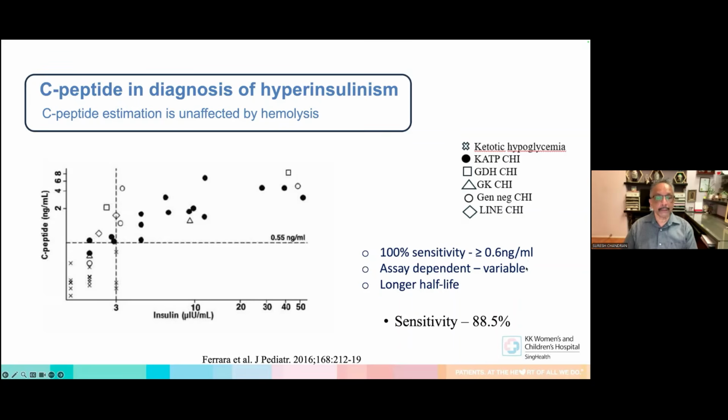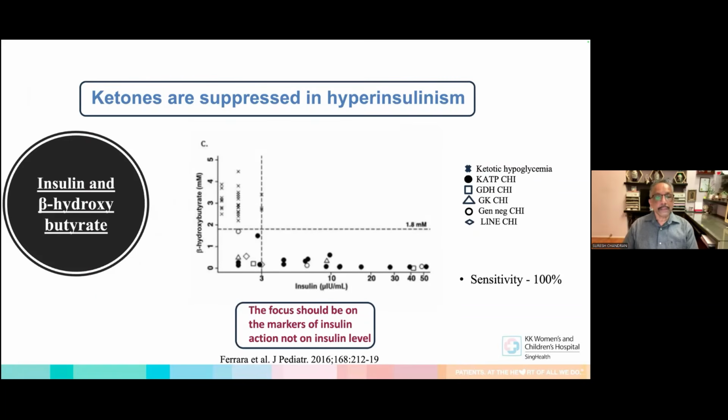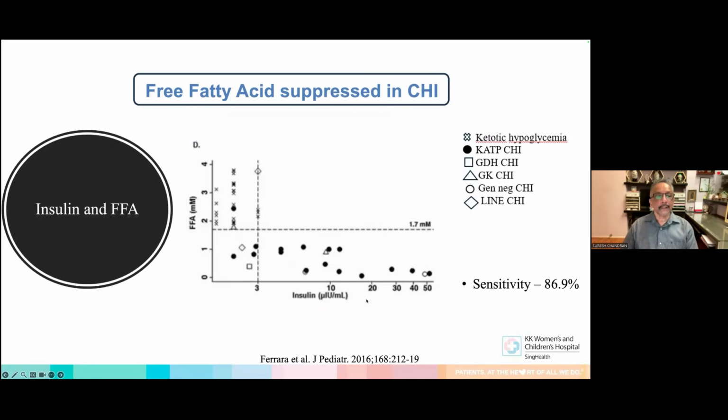It is assay dependent, variable depending on the lab, and has a longer half-life. Sensitivity is about 88.5% in general, but if it is below 0.5. Ketones are the most sensitive one, with a sensitivity of 100%. You can see the ketones are low when the baby is having hypoglycemia. So the focus should be on markers of insulin action like ketones, not on insulin levels. Again, free fatty acid is the same story. Free fatty acids will be undetectable or low when the baby is having hypoglycemia, and with no detectable insulin it can still be hyperinsulinism.